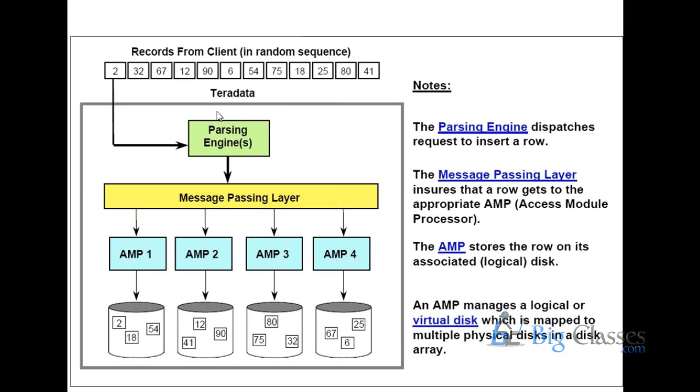And the components involved in this particular node are the parsing engine, message passing layer, and access module processor. In short, we call it AMP. So the parsing engine is the component which will do the syntax and semantics checking. If any request you send to the Teradata RDBMS, the parsing engine will check whether the syntax and the semantics are true or not. It also does the optimization, and it also has the intelligence to distribute the data: to which particular AMP I need to send this particular record. That kind of intelligence the parsing engine has. Data distribution, basically.